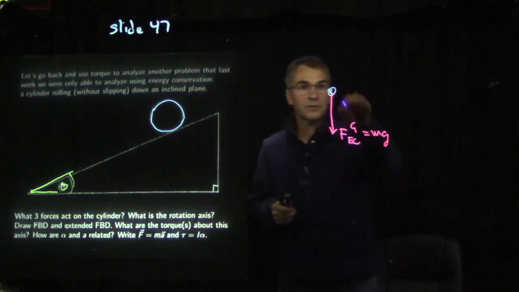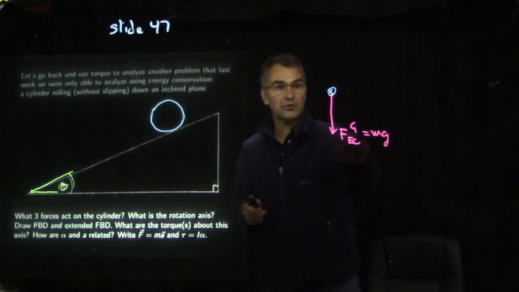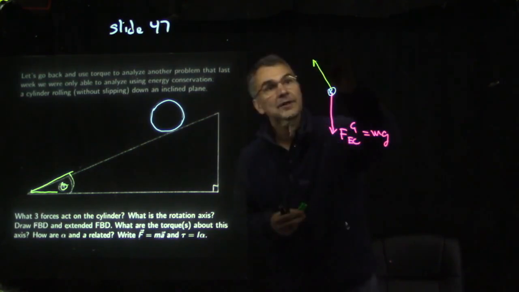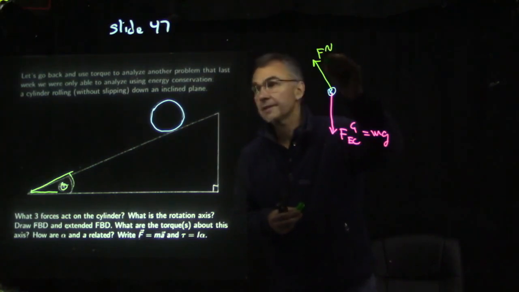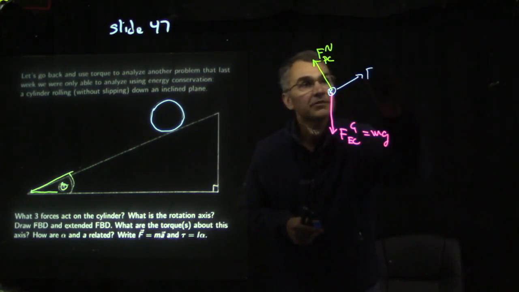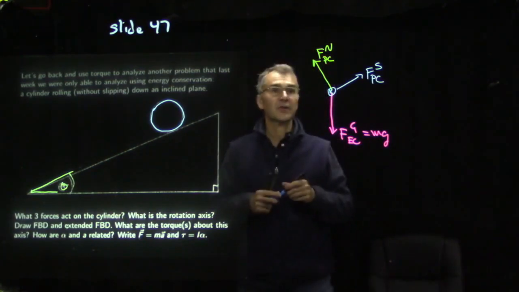So let's get started. Here is the symbol representing the center of mass of our cylinder, and there's a downward force, the gravitational force by Earth on the cylinder, which just equals the weight of the cylinder. Then we have the normal force exerted by the plane on the cylinder. We don't know how big that is yet. And then we have the static friction force exerted by the plane on the cylinder. We also don't know how big that is yet.